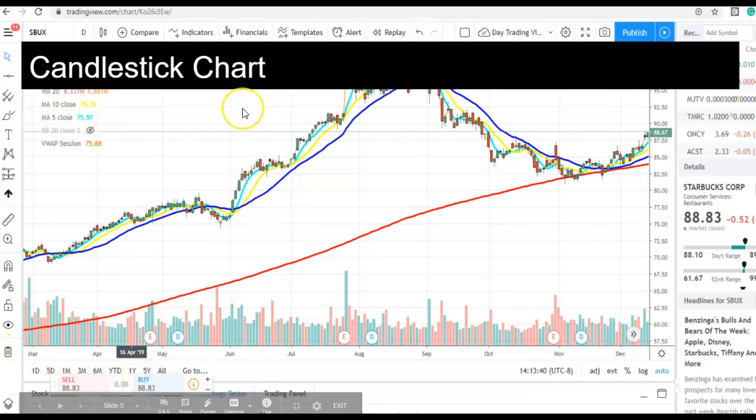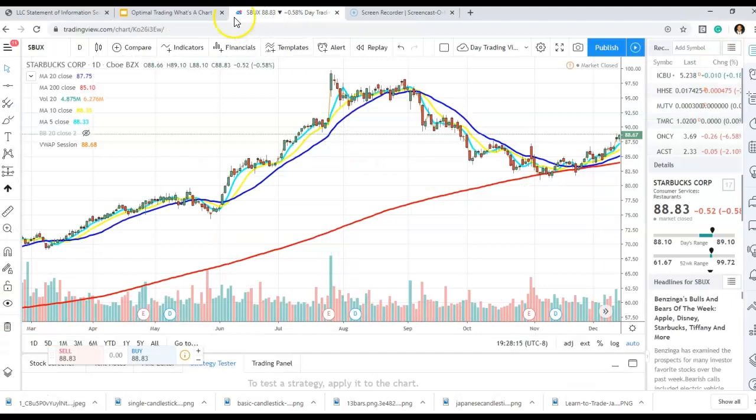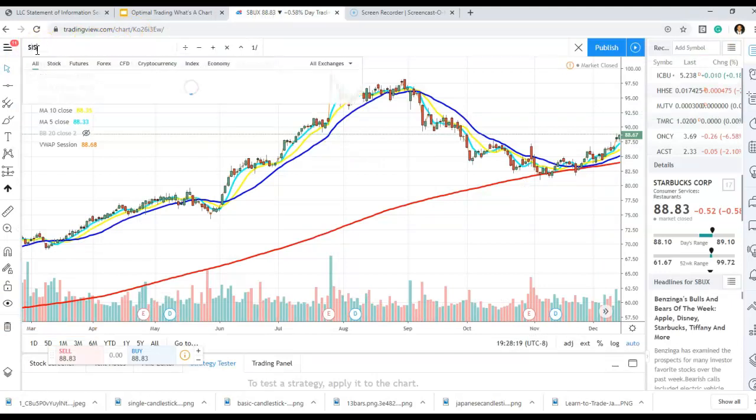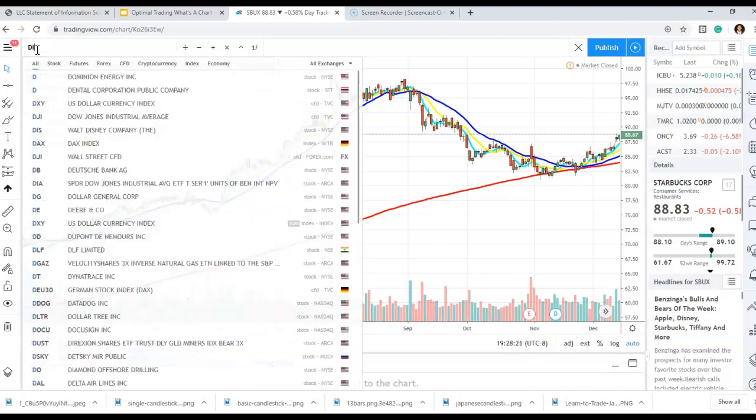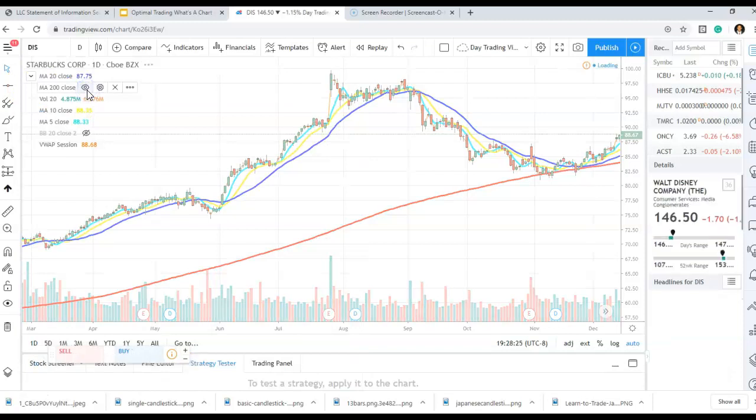Okay, so here's a candlestick chart. Before we do that, I want to go ahead and just jump into an actual chart. I'm going to move this chart just so you can see. I'm going to go to Disney so you can see that we're live. Disney, there you go, DIS. All right, so here we go.